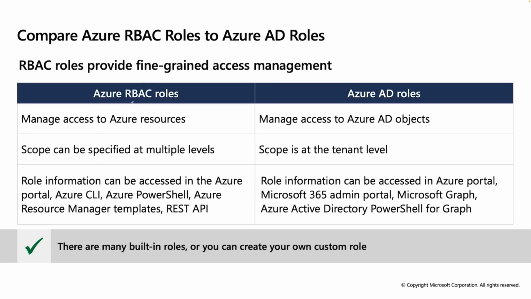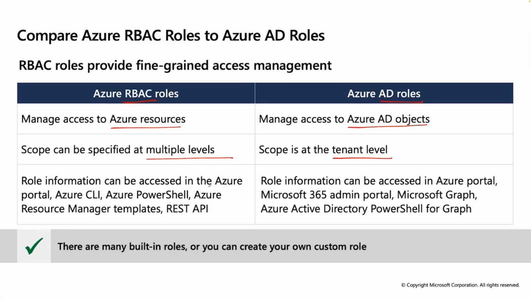So RBAC manages access to Azure resources, where the AD role manages access to Azure AD objects. So that could be an application, that could be something in terms of the group, or these are all the Active Directory objects it can manage. For the RBAC, scope can be specific at multiple levels, and this is only the tenant level. So these are the keywords I'm highlighting, it could be very useful for you to learn from that perspective.